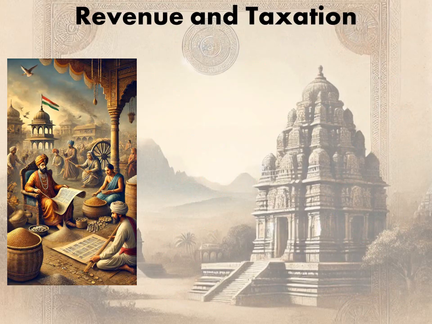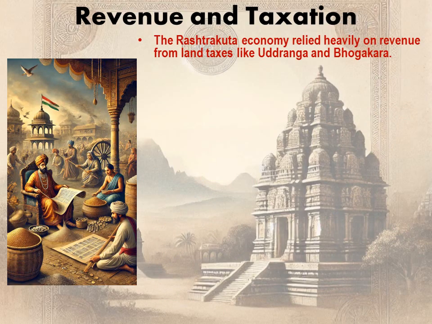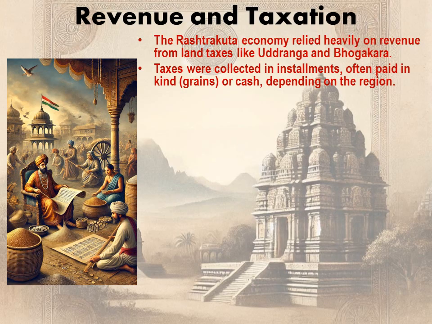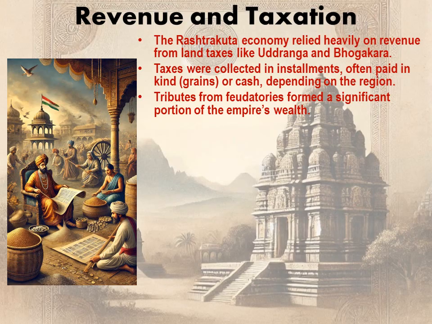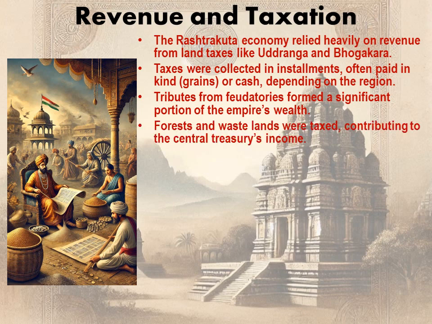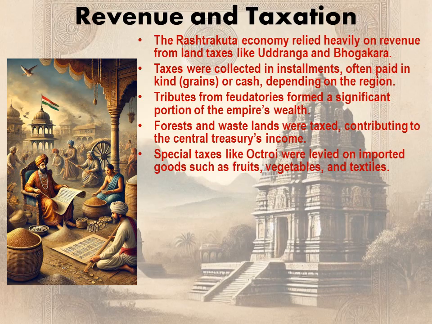Revenue and taxation. The Rashtrakuta economy relied heavily on revenue from land taxes like Udranga and Bhogakara. Taxes were collected in installments, often paid in kind, grains, or cash, depending on the region. Tributes from feudatories formed a significant portion of the empire's wealth. Forest and wastelands were taxed, contributing to the central treasury's income.